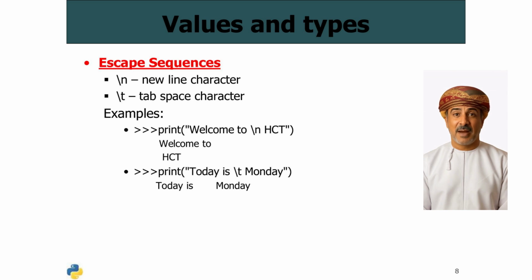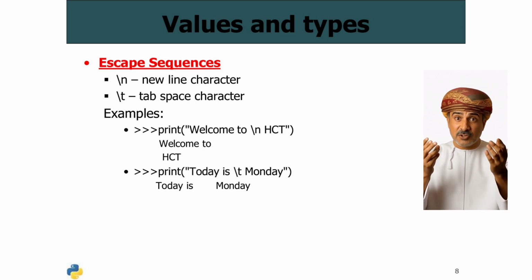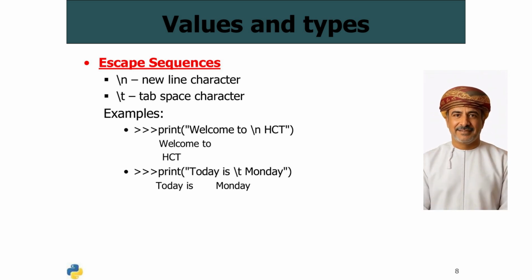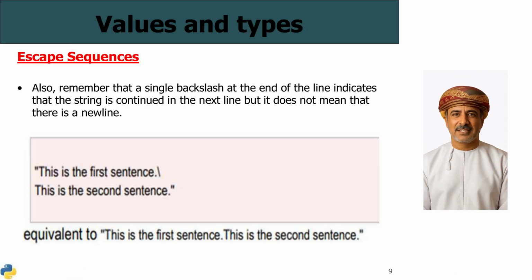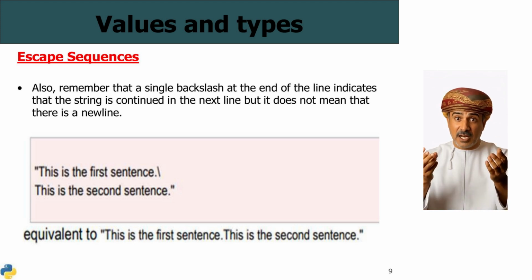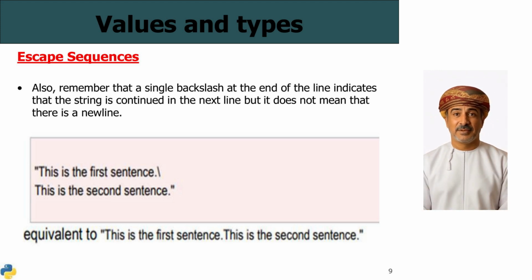Escape sequences like \n and \t are essential in formatting strings. \n inserts a new line, as in "welcome to" on one line and "HCT" on the next. \t adds a tab space, demonstrated by "today is" and "Monday" being spaced apart. A single backslash at the end of a line indicates the string continues on the next line without adding a new line. This is useful for breaking long strings across multiple lines for better readability without affecting the output format.